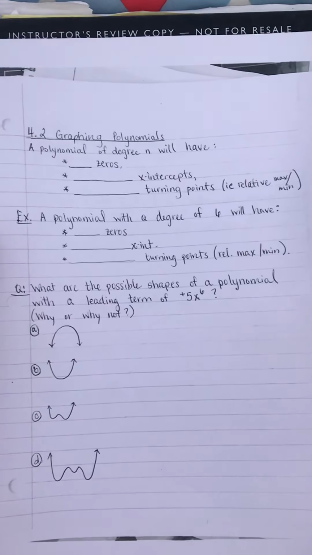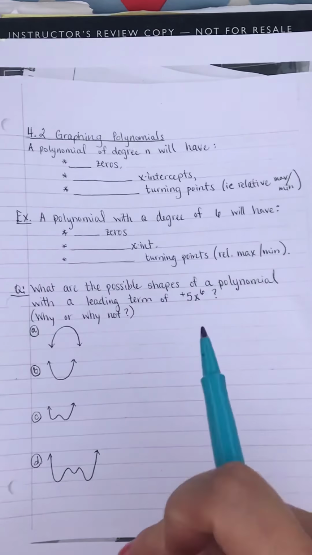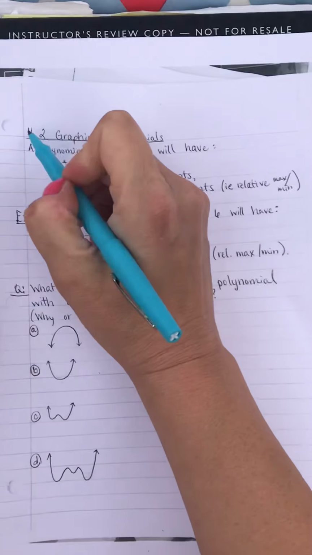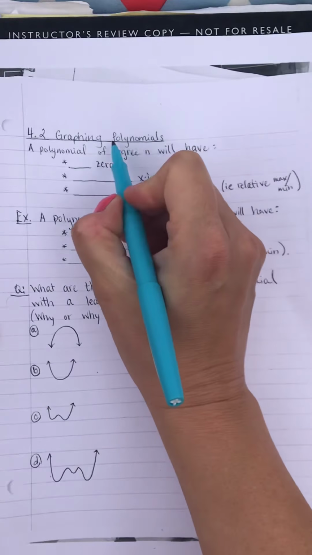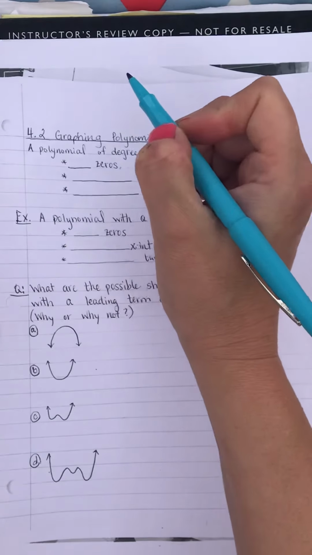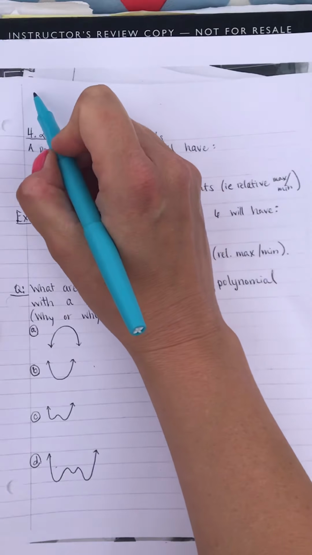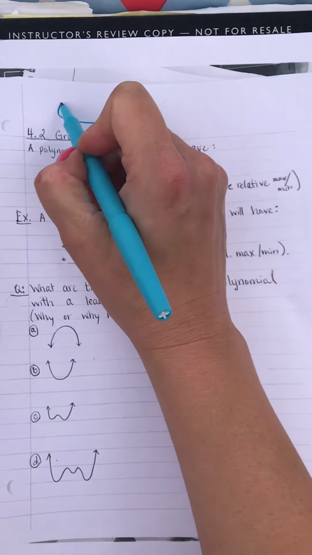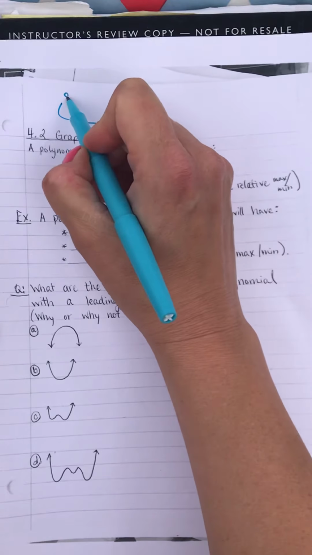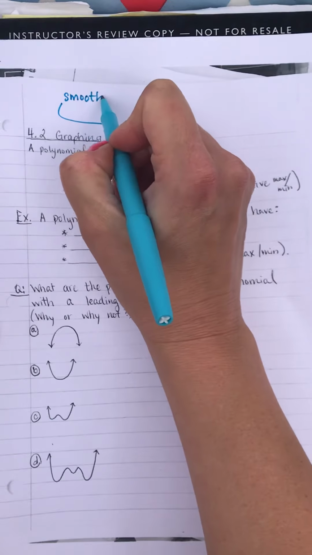Okay, so now we are on 4.2. So 4.2 is on graphing polynomials. 4.1 and 4.2 are all about polynomials in general. A polynomial is a smooth curve. So maybe let's go over that. A polynomial is going to be a smooth curve.